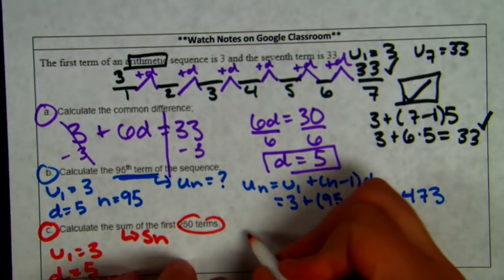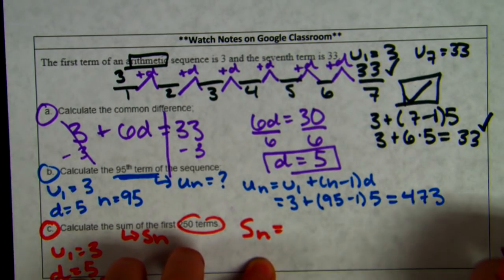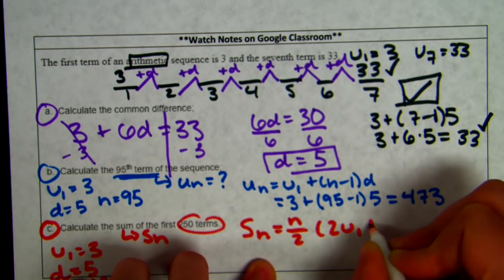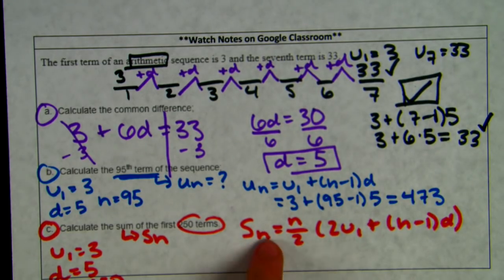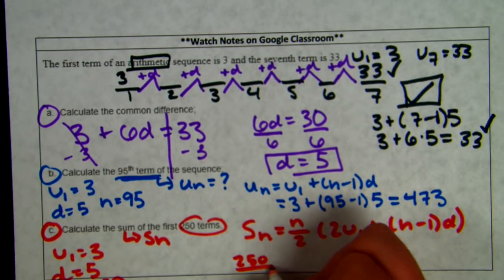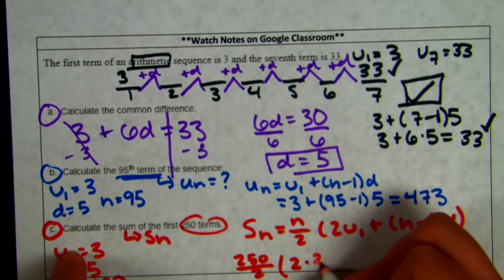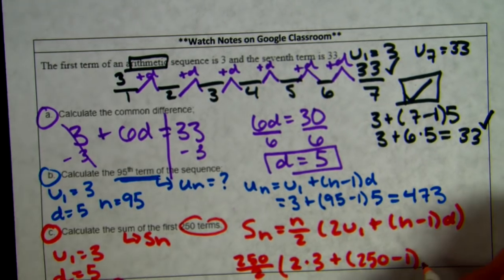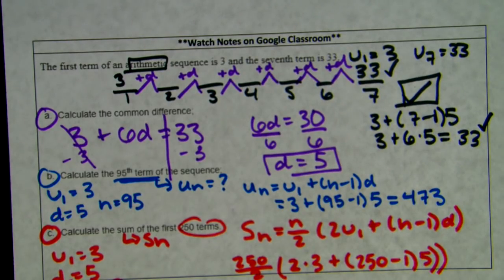But I'm going to rewrite the formula I'm going to use, which again you can find at the top right. So the sum of the first n numbers is equal to n over 2 times 2u1 plus n minus 1 times d. So let's fill in what we know. Sum of the first 250 terms equals n, which is 250, over 2, because that's in the formula, times 2 times my first term, which is 3, plus n, which is 250, minus 1, times my common difference of 5. And that should put us in pretty good shape.